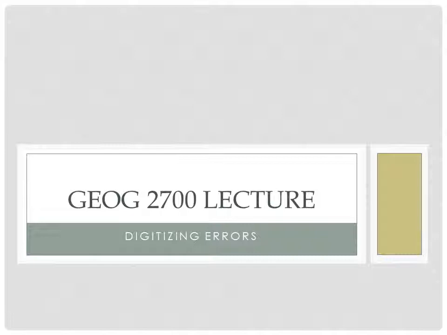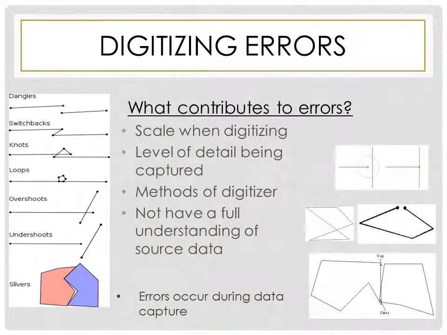Common digitizing errors are the focus of the next slide. There's something that you'll become more aware of as you work with the editing and digitizing tools in ArcGIS. This slide shows some common digitizing errors. On the left are a number of the more common topological errors that typically result from user mistakes while digitizing. Dangles, switchbacks, knots, loops, overshoots, undershoots, and slivers are all common problems when digitizing is not done correctly.